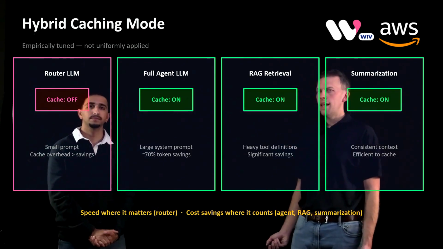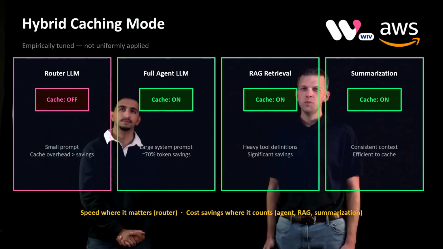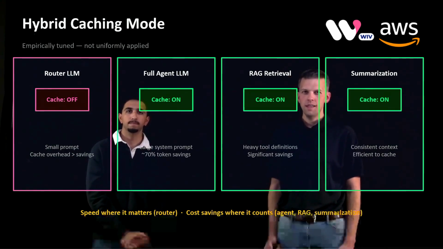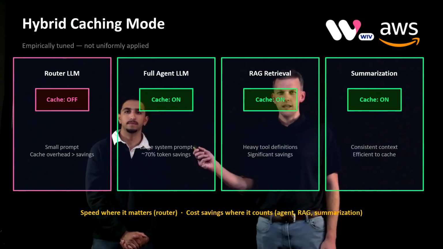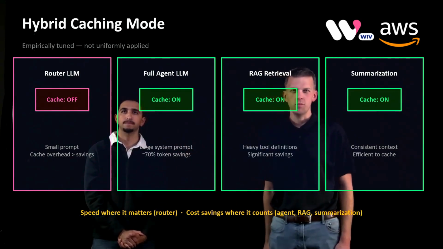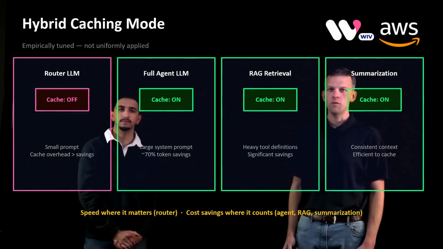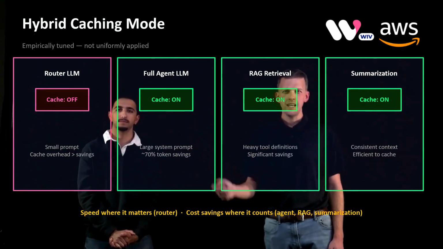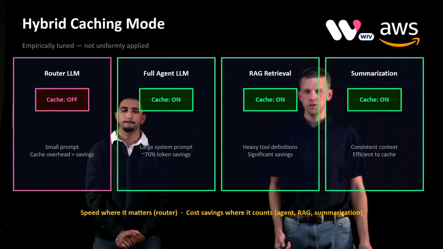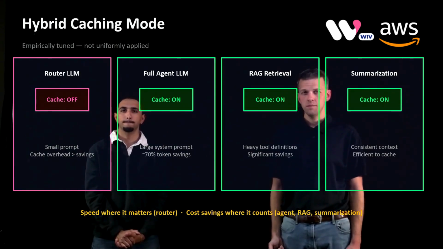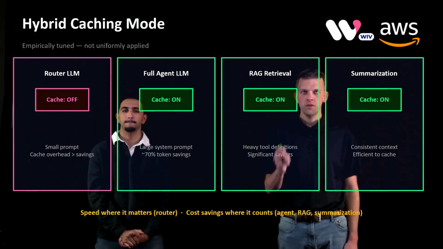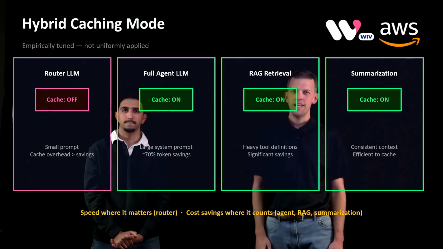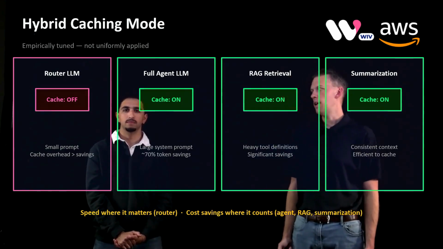We ended up going with a hybrid caching model, where each part of the pipeline gets its own caching decision based on what we measured in production. So for the router LLM, the cache is off because the prompt is much smaller and the overhead just didn't make it worth it. But for the full agent LLM, cache is on because the prompt is much larger and the token savings are substantial. And then we also keep the cache on for the RAG retrieval and the summarization because the context is heavy enough and consistent enough to make the caching worthwhile.